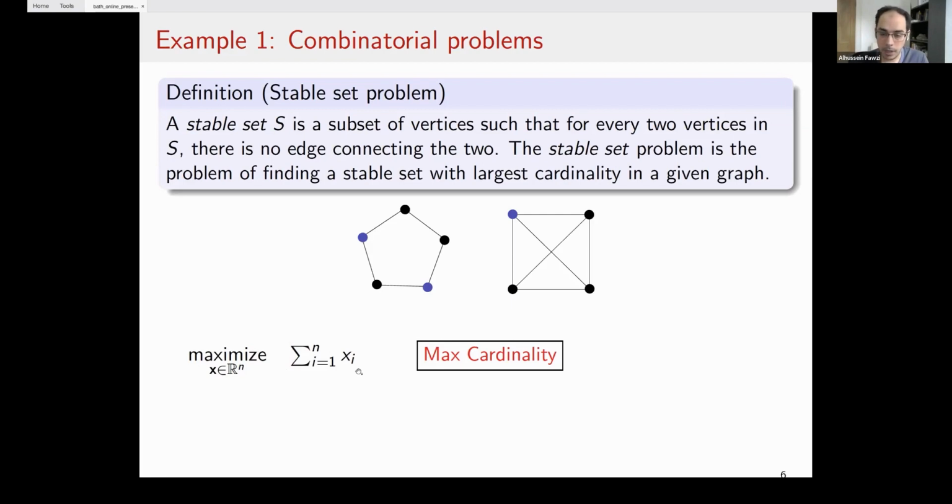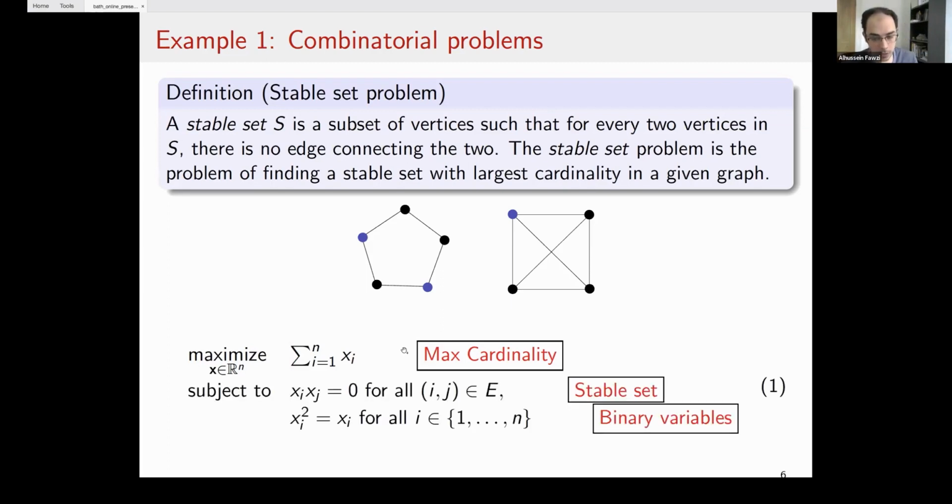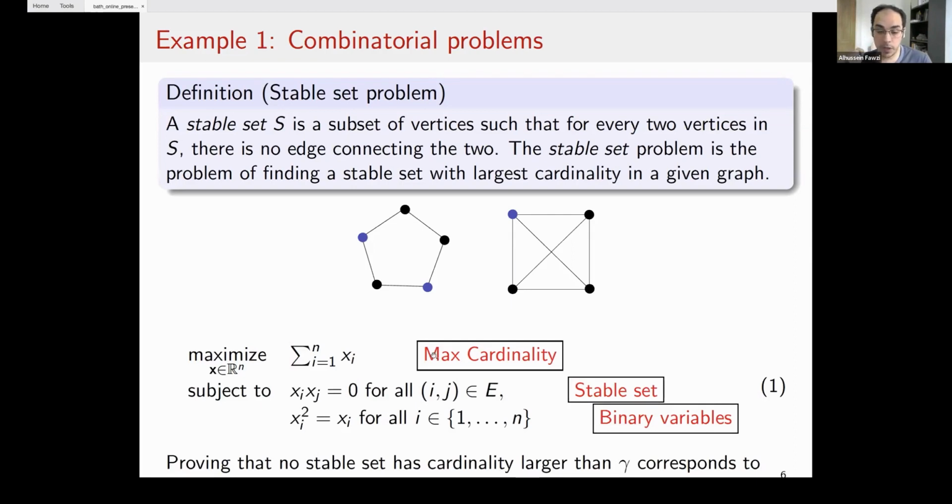And then what we'll be interested in particular in this talk is to prove that there is no stable set that has cardinality larger than gamma. Okay, so there are two sides to this. You can either derive an upper bound or a lower bound. Deriving a lower bound consists in finding a feasible solution. And deriving an upper bound is the thing that does require a proof. The thing that we'll be focusing on is the side that is harder, that there is no stable set that has cardinality larger than a certain gamma. Okay.